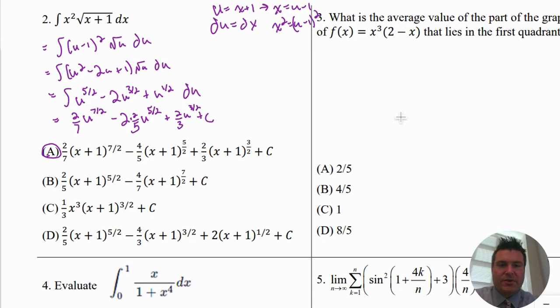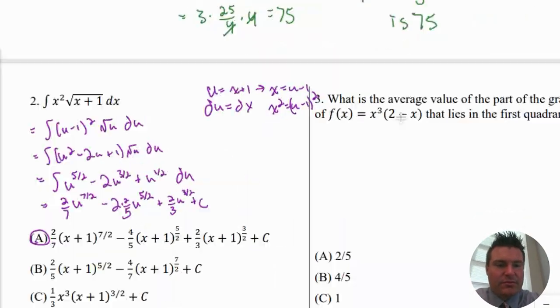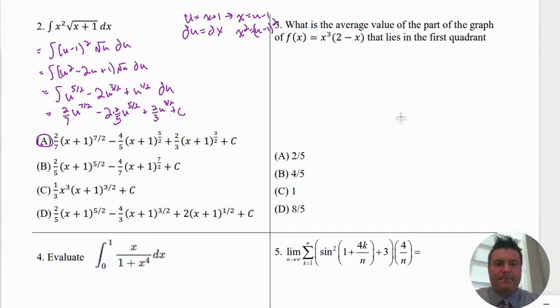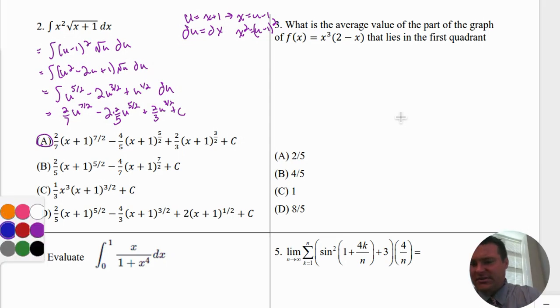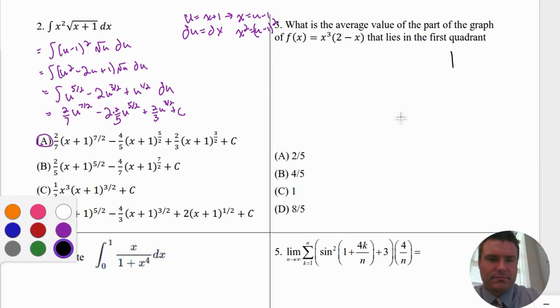Moving on to the next one, what is the average value of the part of the graph of f of x equals x cubed times 2 minus x? First off, we need to figure out what part of this is in the first quadrant. In order to do that, I know how to sketch this. Hopefully you do too. It has zeros at 0 and 2.